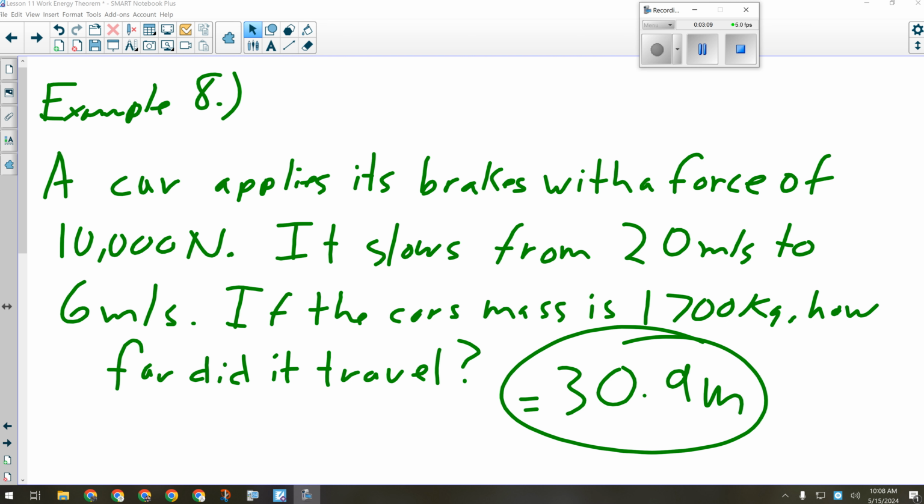I'm going to give you a little bit of time to copy that down and get started on it, and then I'll walk you through the first 2 steps.